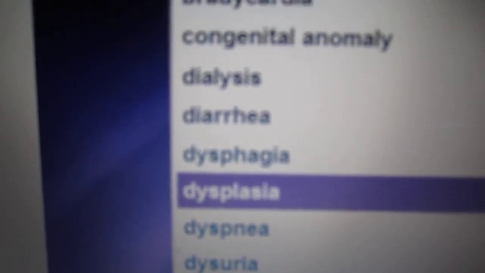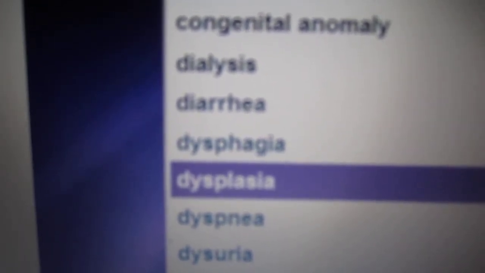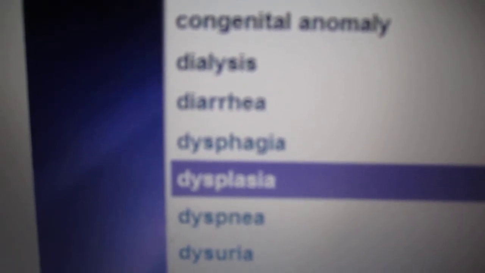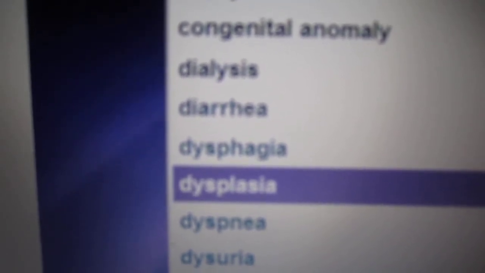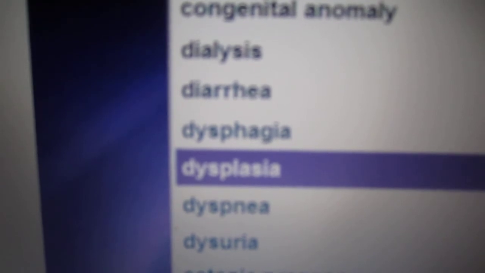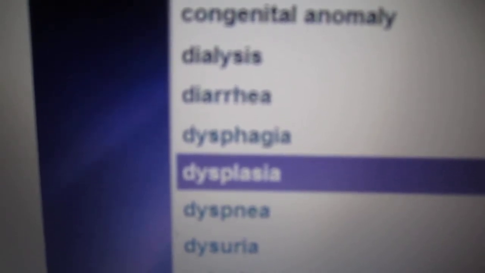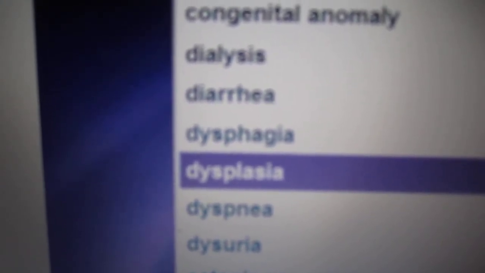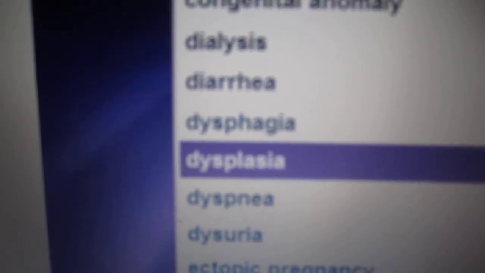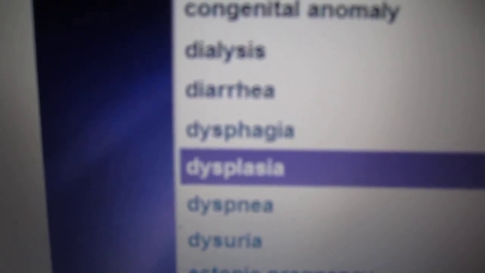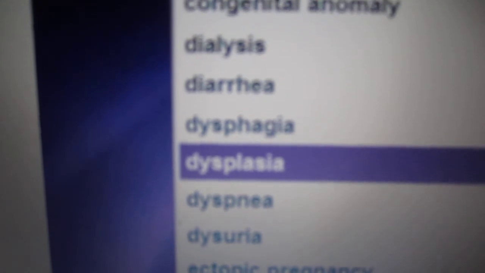Dysplasia. The prefix dys has multiple meanings, including bad, painful, or abnormal. Plasia means formation. Dysplasia is a condition of abnormal formation. Cervical dysplasia, for example, is formation of abnormal cells in the cervix of the uterus.